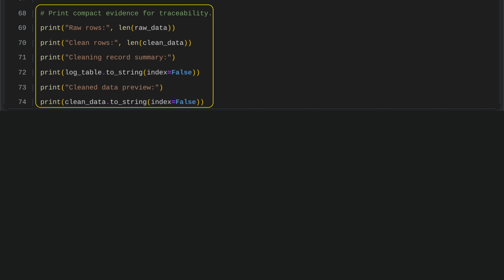The code reports the row counts before and after cleaning, making it easy to see how much data remains. It then summarizes the cleaning actions in a clear table and shows a preview of the cleaned data for a quick check. Together, these outputs make the cleaning process transparent and traceable.